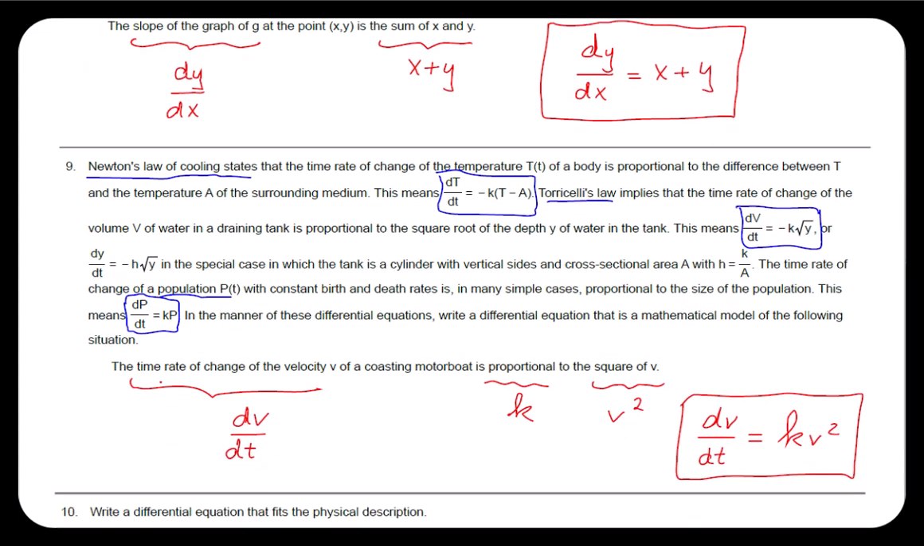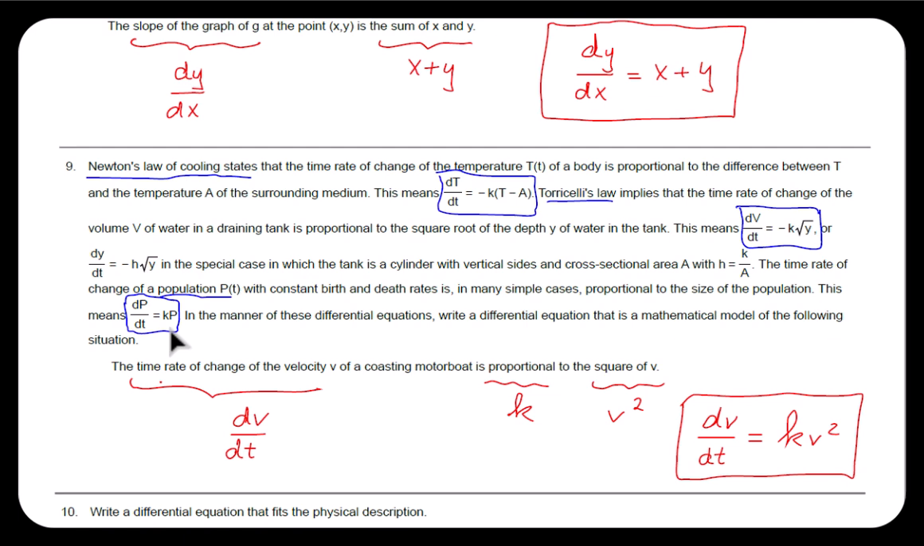All right, in question 9, there's a lot of verbiage here. The first part gives you what Newton's law of cooling is. So it's showing you how words transfer into symbols for the differential equation. There's Torricelli's law, which is the rate of change of water draining from a tank. We've got one for population. So the rate of change of population is proportional to the amount of population at that time.